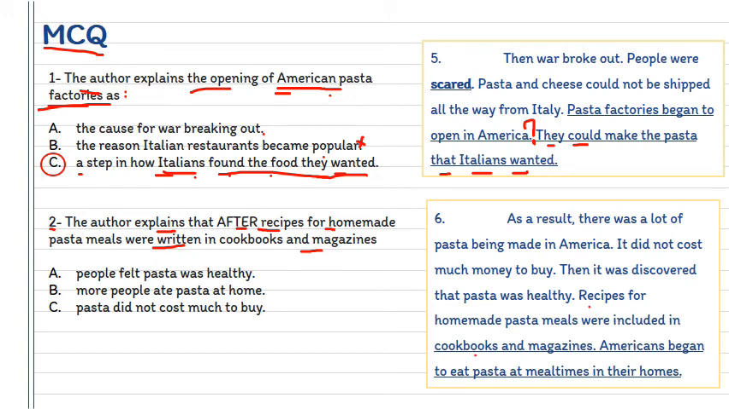Here I have recipes for homemade pasta meals were included in cookbooks and magazines. Americans began to eat pasta at mealtime in their homes. So let's see the choices. People felt pasta was healthy? No, because people felt pasta was healthy before the cookbooks and the magazines. More people ate pasta at home, or pasta did not cost much to buy? No, the answer is it became the mealtime in Americans' homes. So this is answer B.